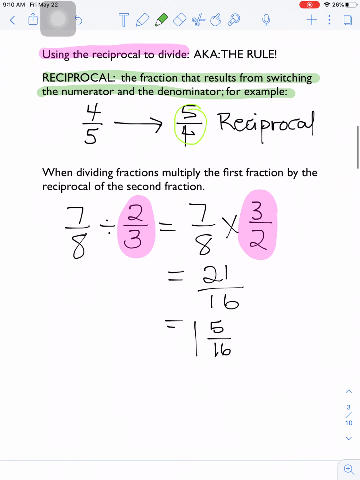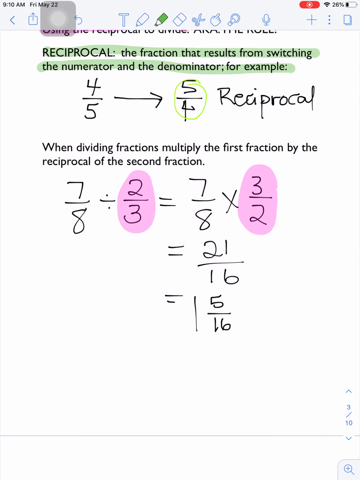So when dividing fractions, multiply the first fraction by the reciprocal of the second fraction. Remember, multiplying is the opposite of dividing. So if we take the reciprocal of one fraction and multiply, that's the same as dividing by the original fraction. So here we have 7/8 divided by 2/3. I can change that to 7/8 times 3/2, and it will give me the same answer.